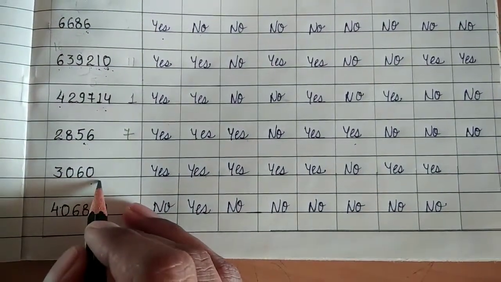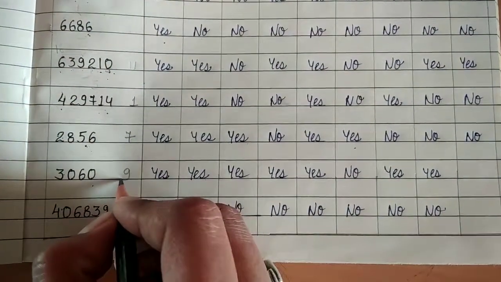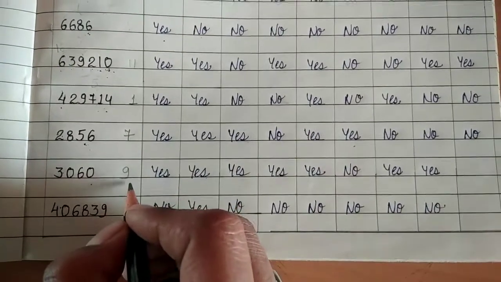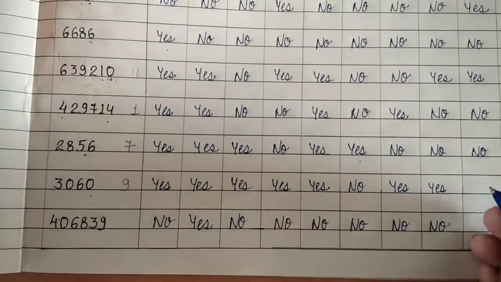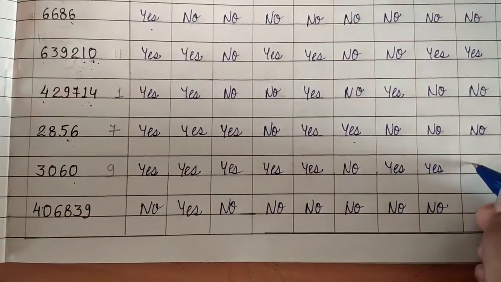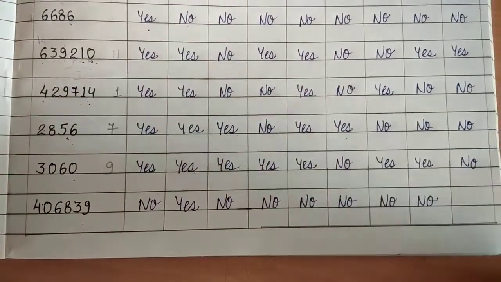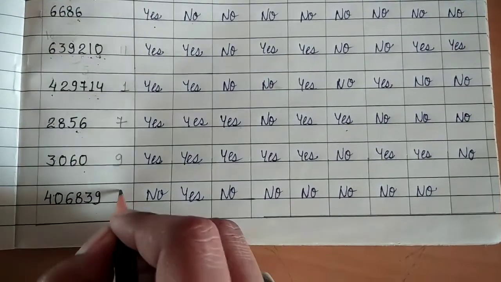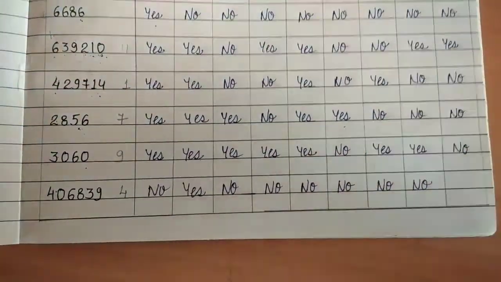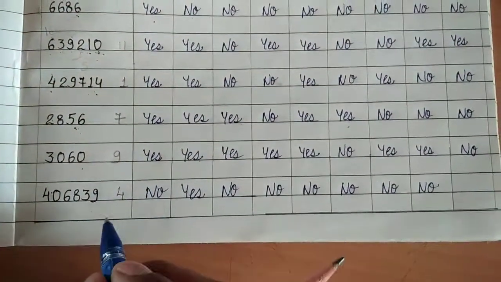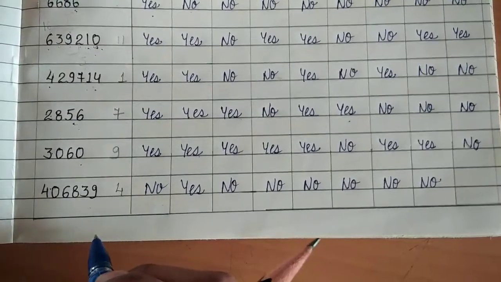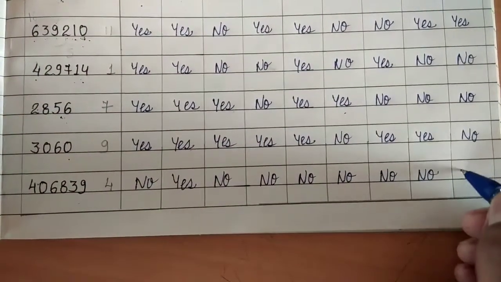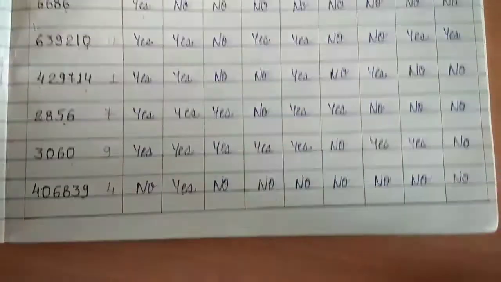Then 3060, it has a difference between even places and odd places of 9. So 9 is neither 0 nor a multiple of 11. That's why it is not divisible by 11. And in the last number, we have a difference between even places and odd places of 4. And 4 is neither 0 nor a multiple of 11. So it is not divisible by 11.